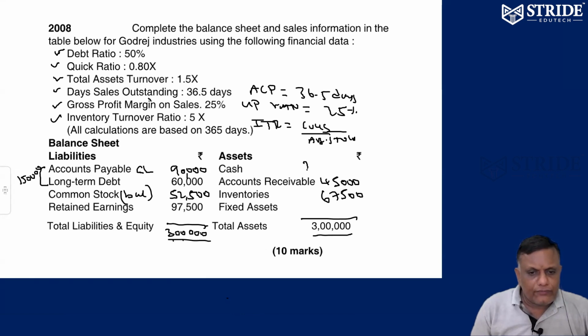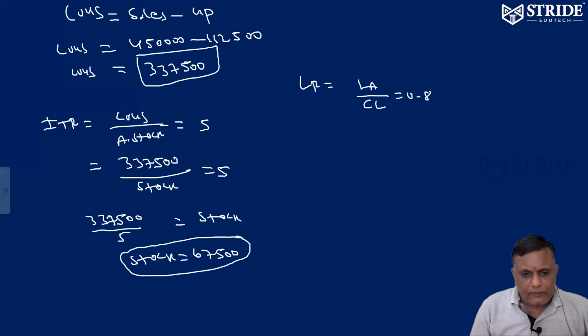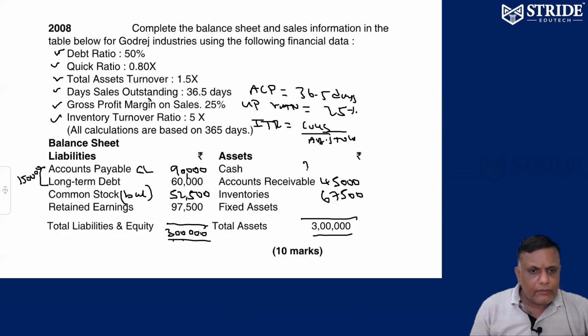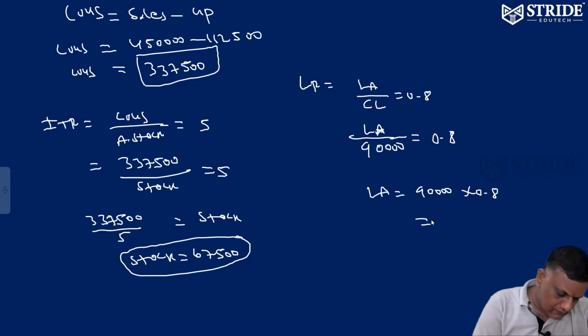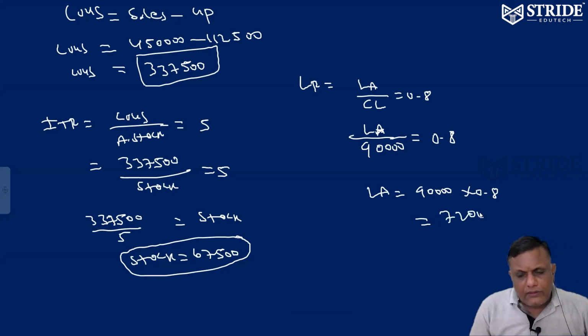That is going to be 90,000. Within the operating cycle, the payment you are going to make is called current liability. That is 90,000. So liquid asset by 90,000 is equal to 0.8. So liquid asset is equal to 90,000 into 0.8. It's going to be 72,000 liquid asset.